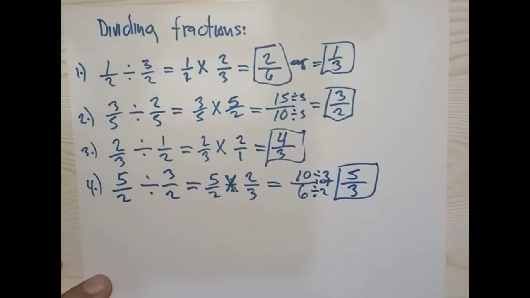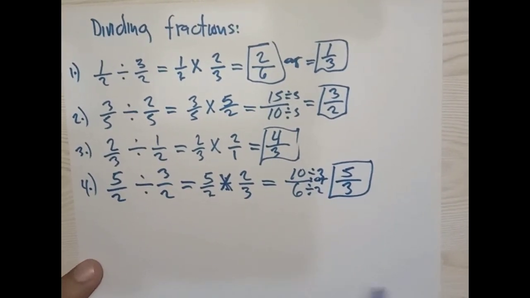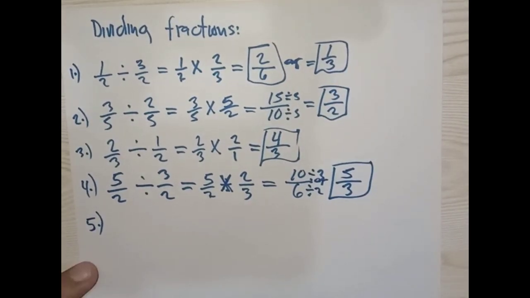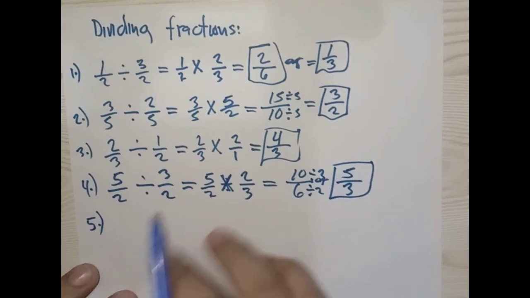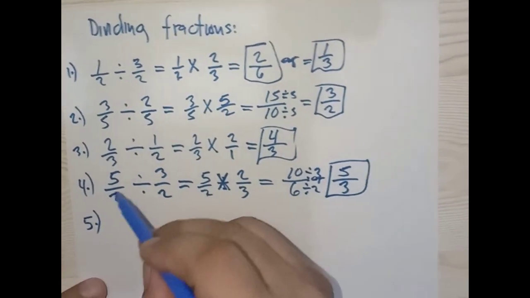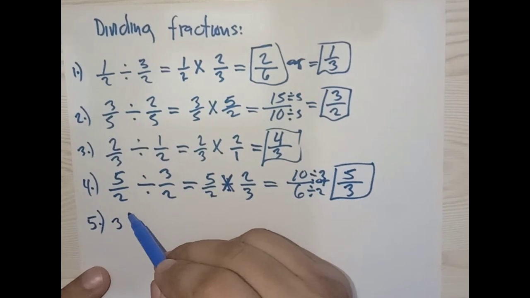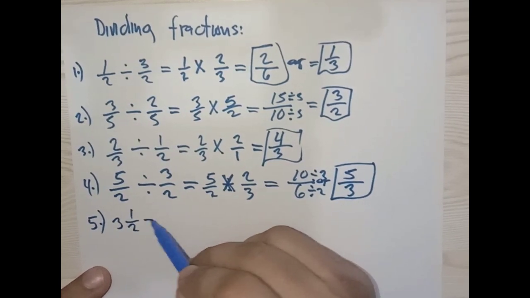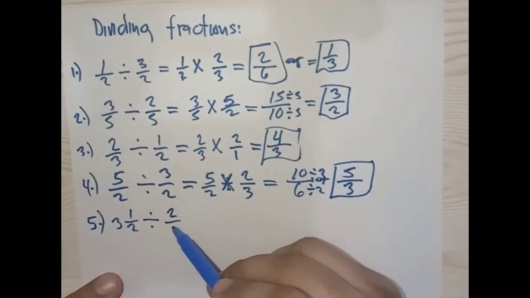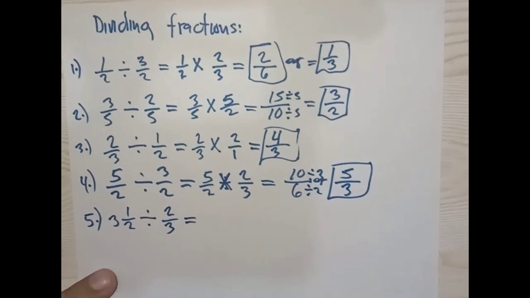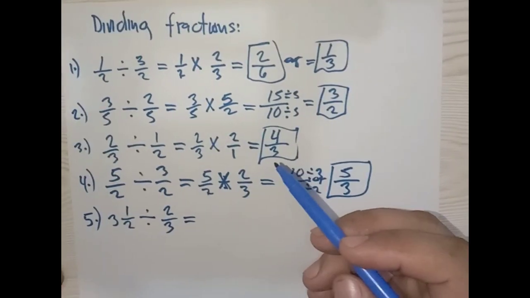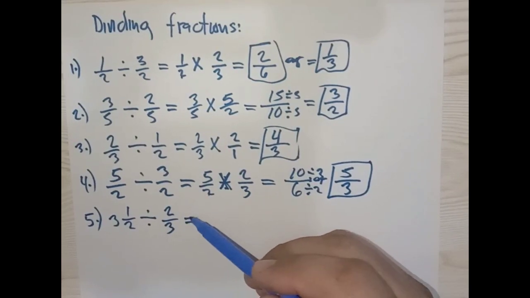Okay, so next is we are going to divide with mixed number. Mixed number and proper fraction, okay? Mag-divide tayo ng mixed number at saka may fraction. For example, 3 1/2 divide 2 third. Okay. So mga simple, mababawang number lang muna tayo. Okay? So, ganun din ang gagawin natin.